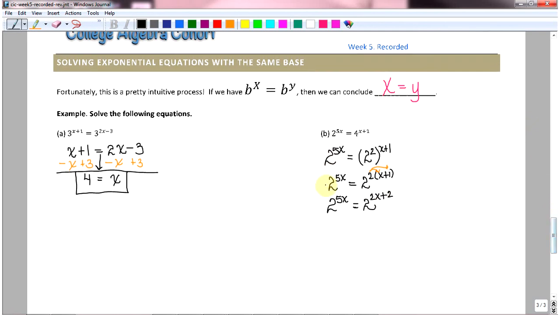Now our equation is in the form where we can apply that rule, and we get that 5x is equal to 2x plus 2. Subtract 2x from both sides, and we have 3x is equal to 2. Divide both sides by 3, and we get that x is equal to 2/3, and that's our answer.